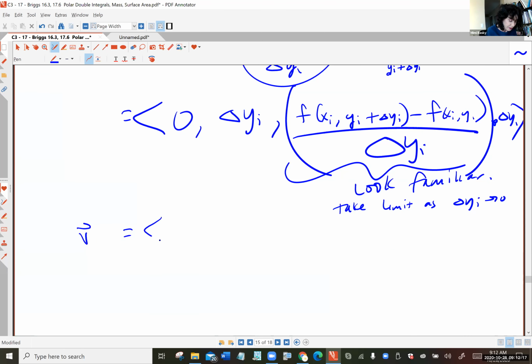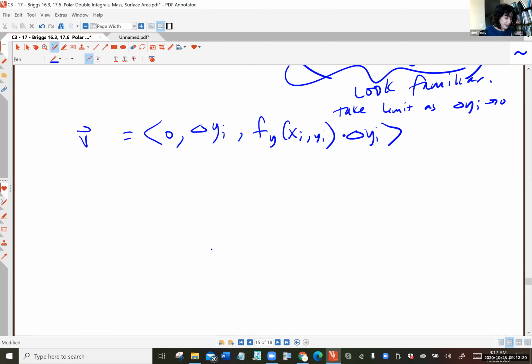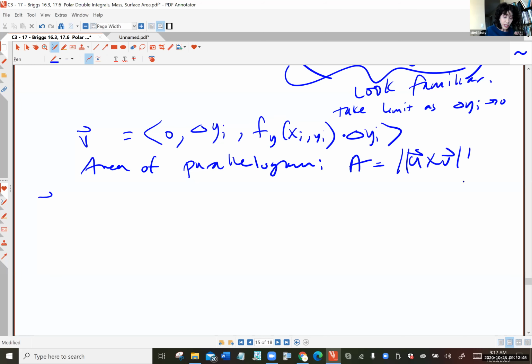And so your other vector v here is looking like 0, delta y sub i, and then the first partial of f with respect to y evaluated at this point, x sub i, y sub i, times delta y sub i. Okay, now we're ready for some serious hand-to-hand combat. So we're trying to find the area of the parallelogram. Okay, so what does that mean? And this is where we use knowledge from 2 months ago. So the area is going to be equal to the magnitude of the cross product. Okay, so we've got to go get the cross product first.